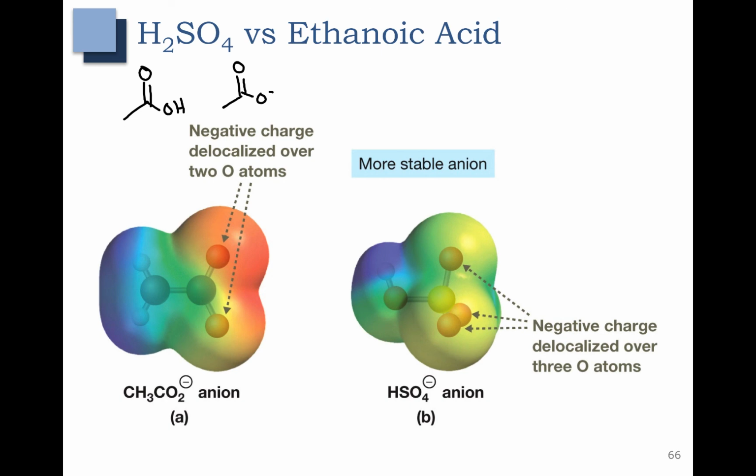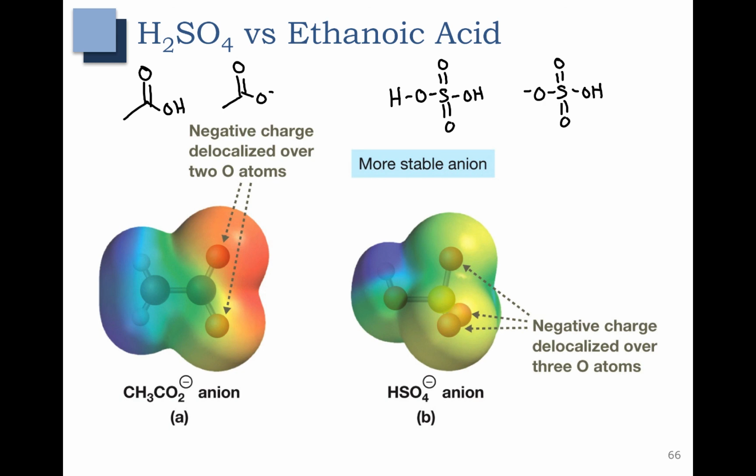But what happens in sulfuric acid? Let's look at sulfuric acid. So here's sulfuric acid, and when it gets deprotonated, we get the negative charge on the oxygen. Well, if we look at this molecule, you can actually draw 3 resonance structures. We can push the electrons on the oxygen up to this oxygen and down to this other oxygen. For ethanoic acid, we can only draw a resonance structure where the negative charge goes up to 1 oxygen.